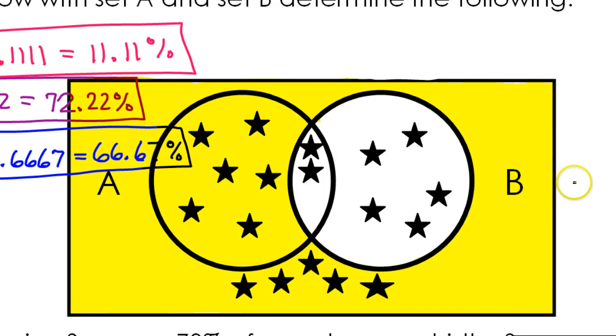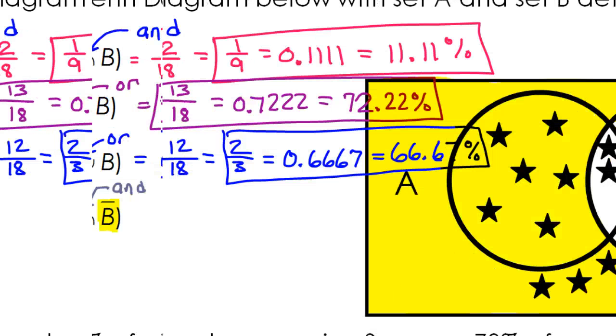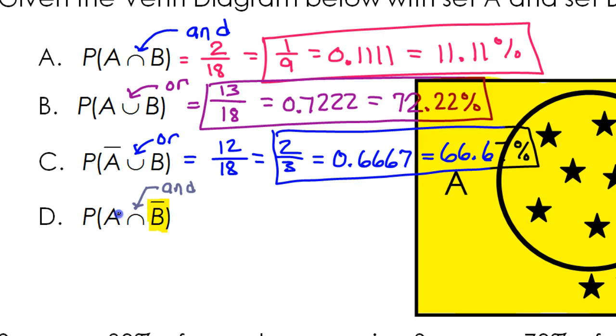Alright, so the area that I've shaded in yellow represents the probability of not B. Everything that is not B I've shaded in yellow. So we definitely want that. But now let's see what's the other part of this. We also want A, but we have to be careful.